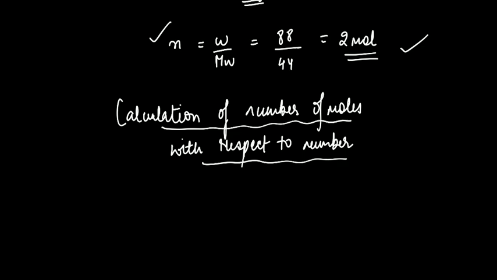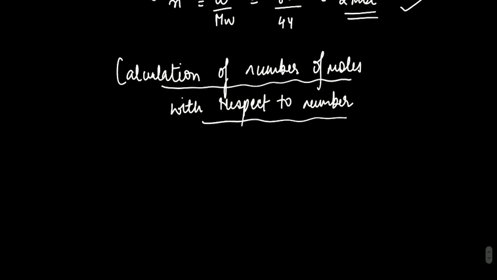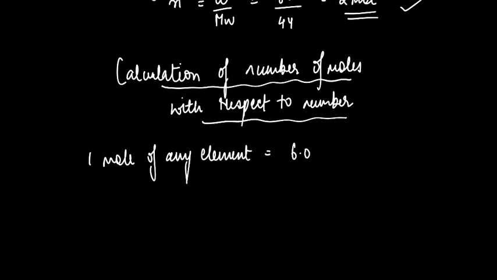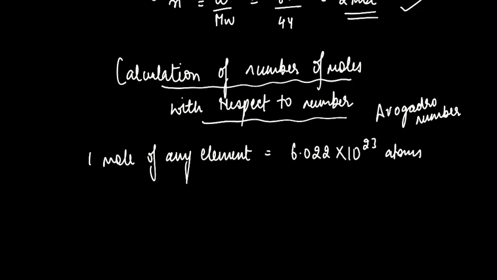We'll go through that. So now in this we say 1 mole of any element is equal to 6.022 into 10 to the power 23 atoms. Now, how did this number come into action? This is the very famous Avogadro number, from the scientist named Amedeo Avogadro.